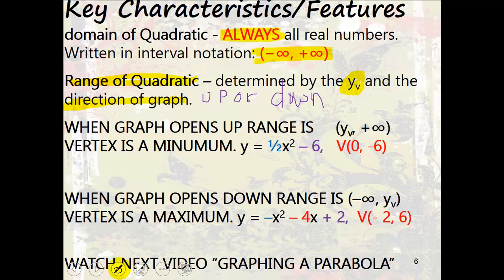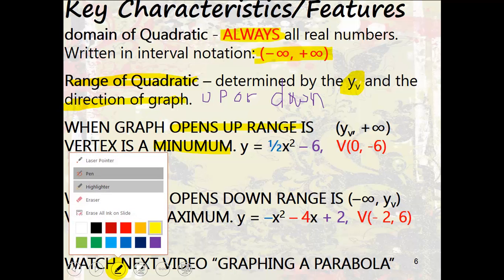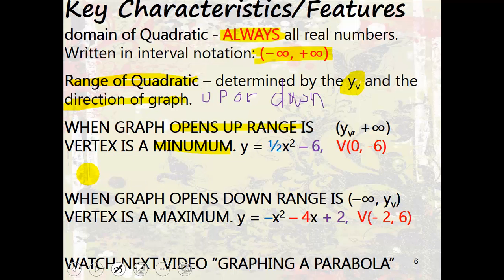So when the graph opens up, the range is the smallest y value, because you're going to have a minimum, the smallest y value to positive infinity. So let's try it for this one right here. Here's the x-coordinate of my vertex. Here's the y-coordinate of my vertex. This opens up, so my range is from negative 6 to positive infinity.